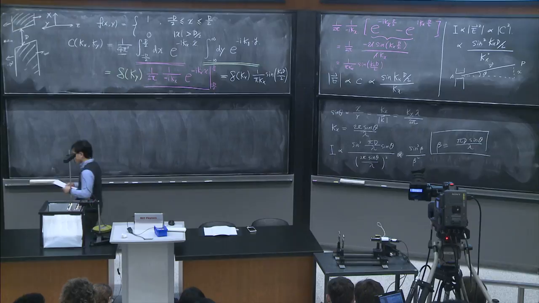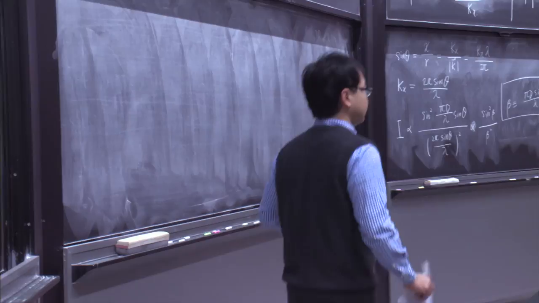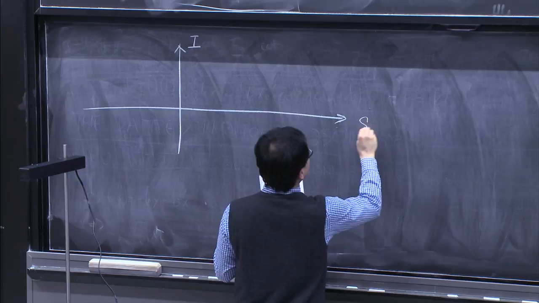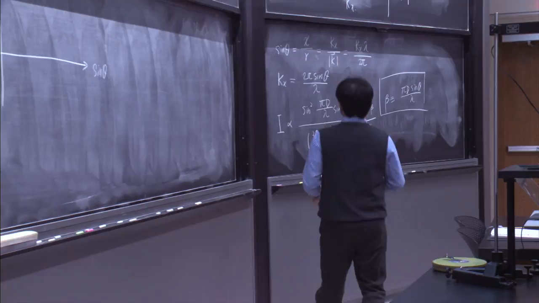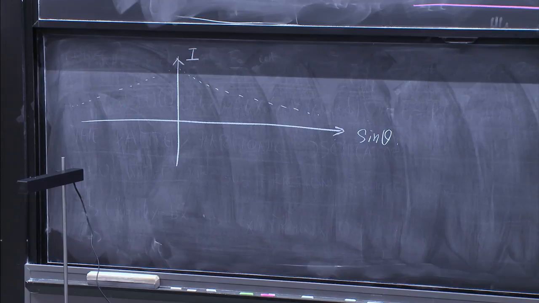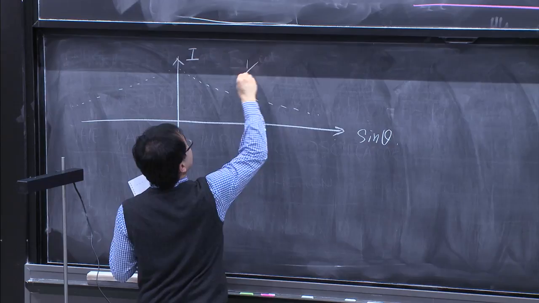Okay, so what I'm going to do now is visualize this result. I'm going to plot the intensity I as a function of sine theta, for example, using this expression. What I'm going to get is something which is going to be decreasing as a function of beta. That's the dashed line. This dashed line is proportional to 1 over beta squared.